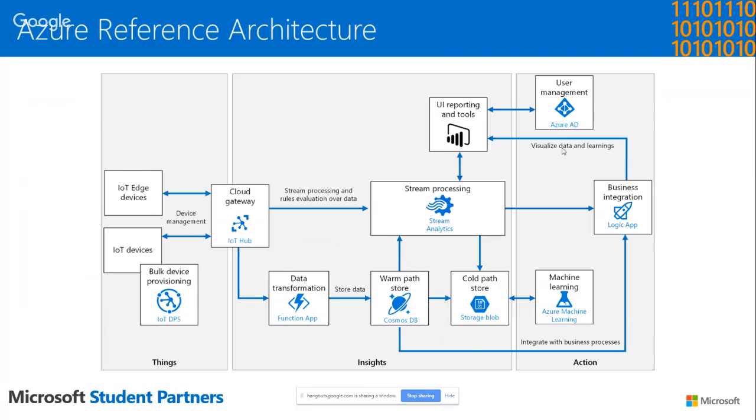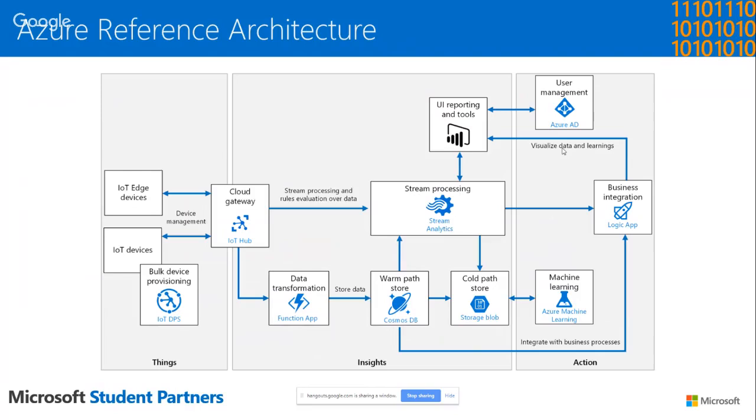If you're looking at an enterprise-grade IoT deployment, you're talking about potentially hundreds, thousands, even millions of devices sending in data. You need a way to be able to manage that, and so that's why they have a bulk device provisioning service. Moving forward, you need ways to both manage that data, transform that data, as well as process it and store it, both in the short term as well as in the long term. And this is important because you use those for very different applications.